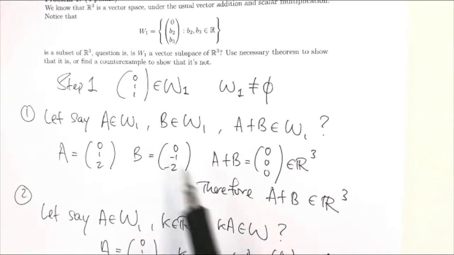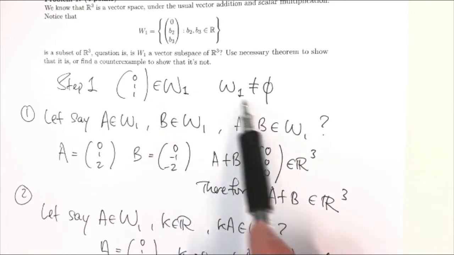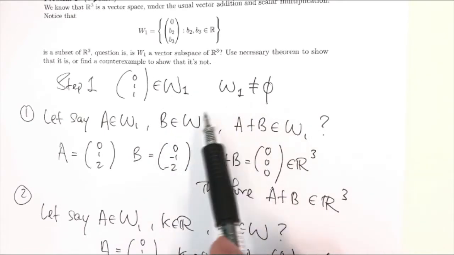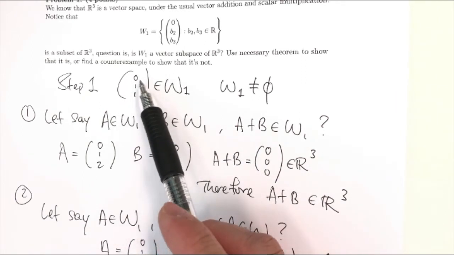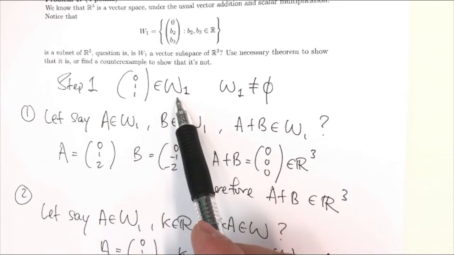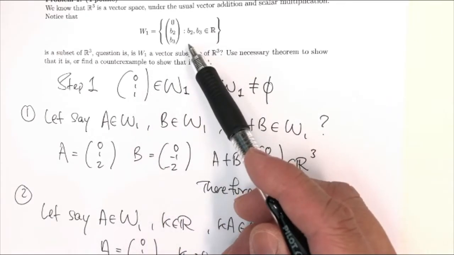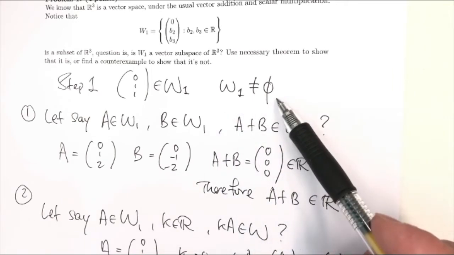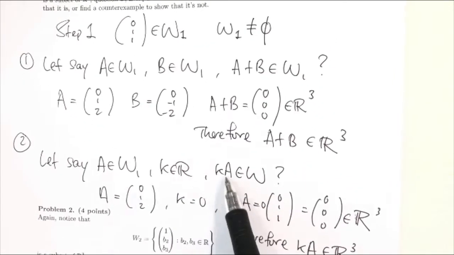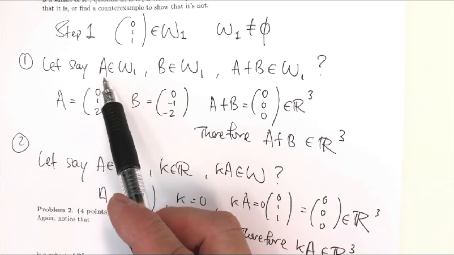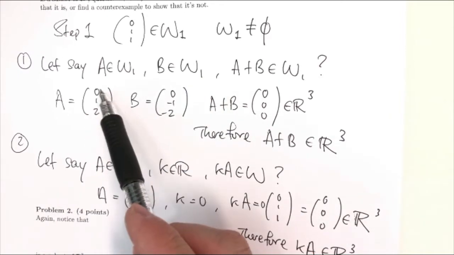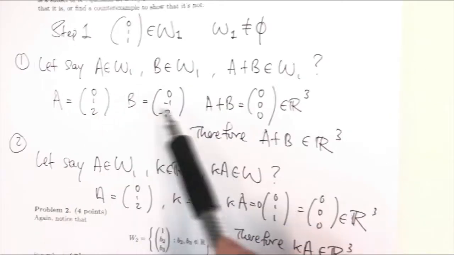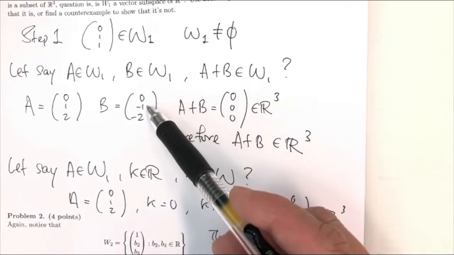Let's look at another solution. In this solution, the student says that step 1, we have to verify that W1 is not empty. And how the student does that is to give one specific example. He says that, look, we have 0, 1, 1. 0, 1, 1 is really an element in W1. You can see that. Therefore, W1 is not empty. That's perfectly fine. But here, the student says, okay, let A be an element in W1, B an element in W1, and A is given as the 3 by 1 column vector 0, 1, 2. B is given as a 3 by 1 column vector 0, negative 1, negative 2.